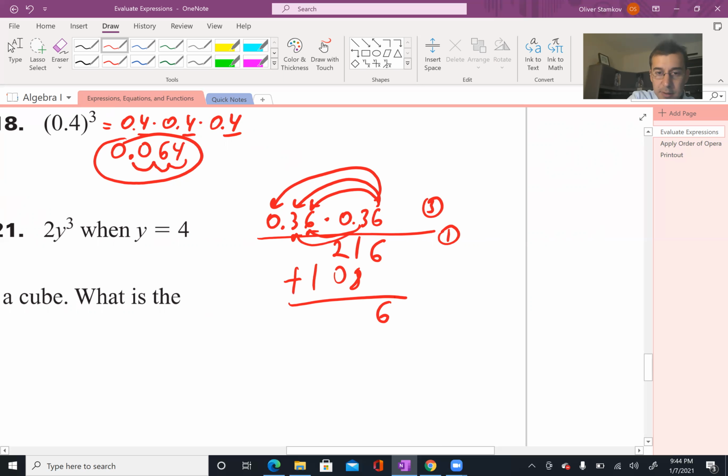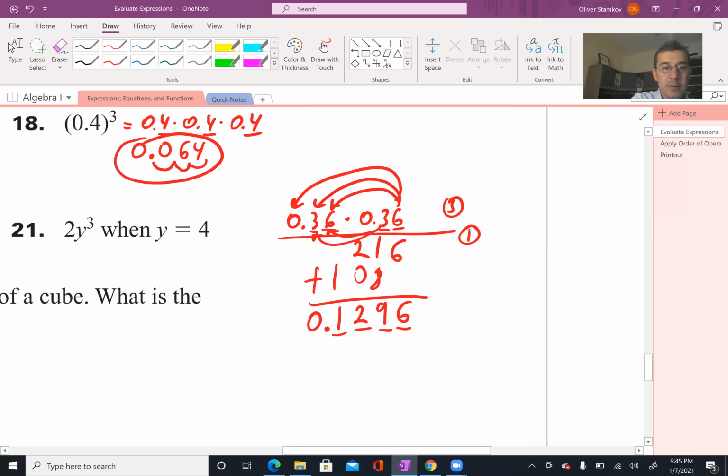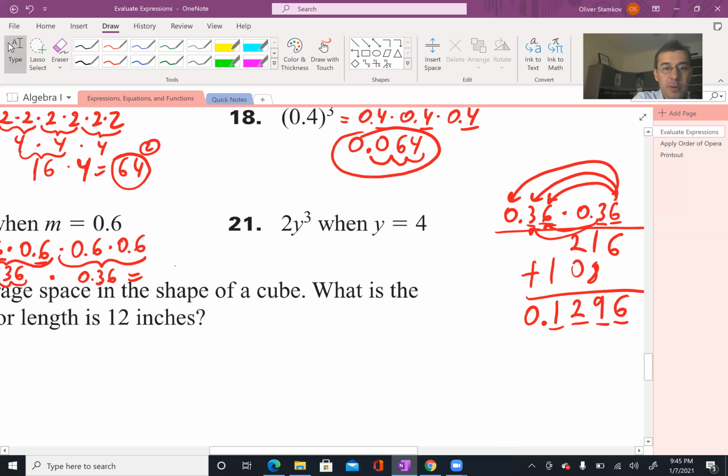So that's 6. 8 plus 1 is 9. 2 plus 0 is 2, and then 1. And then how many decimal places? 1, 2, 3, 4. 4 decimal places. So this is 0.1296. That's the solution for 20.